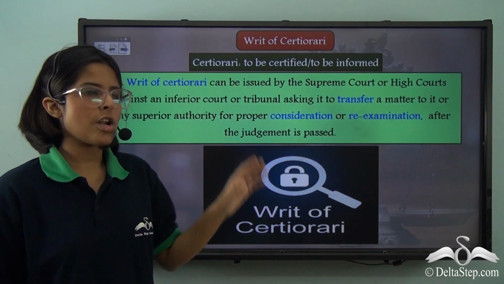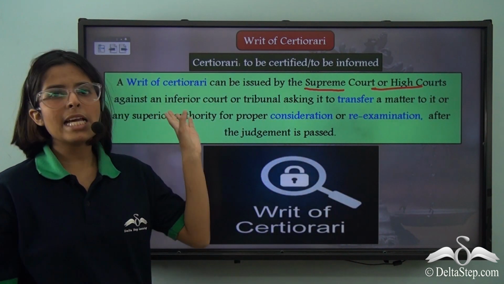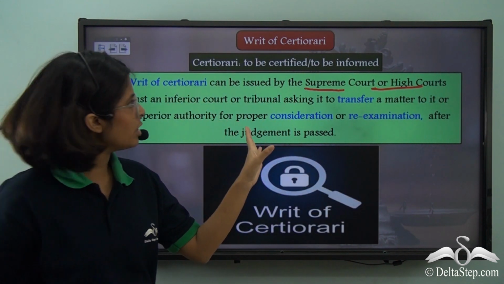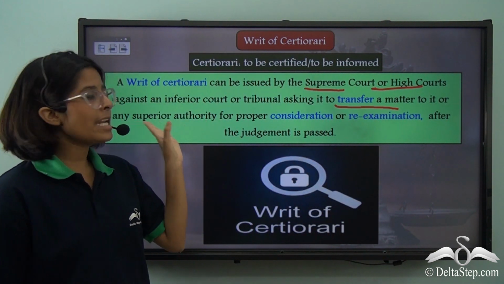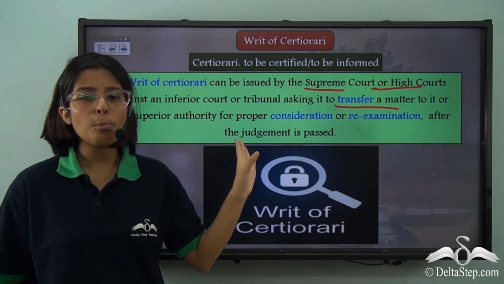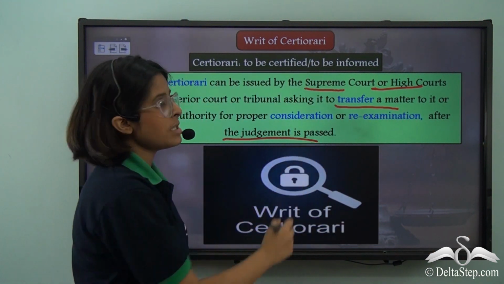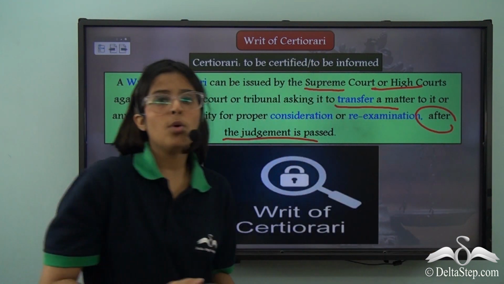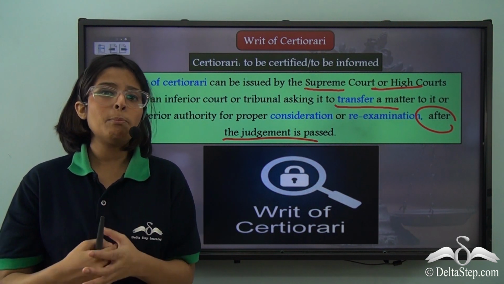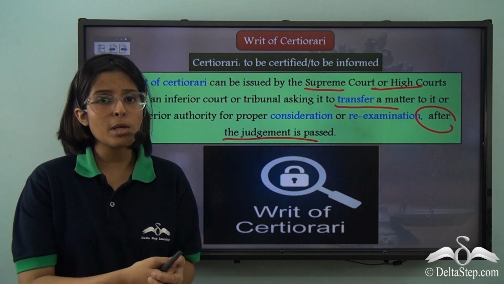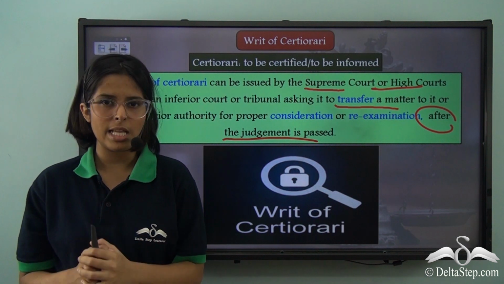So the writ of certiorari can be issued by the Supreme Court or the High Courts against an inferior court or tribunal, asking it to transfer a matter to it or any superior authority for proper consideration or re-examination after the judgment has been passed. So when the judgment has been passed, then there's no point of applying for the writ of prohibition, but it is the writ of certiorari which will be used then.